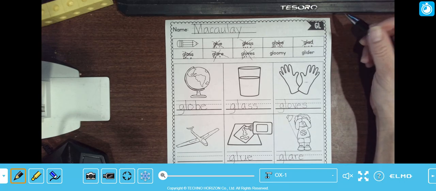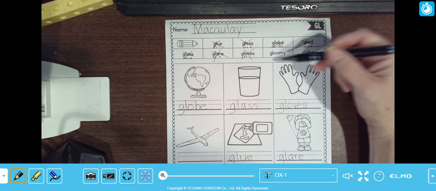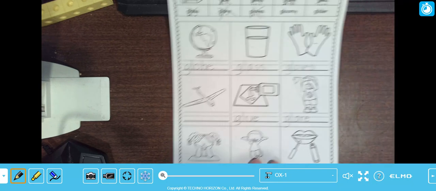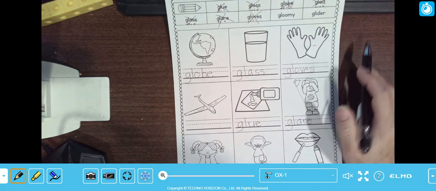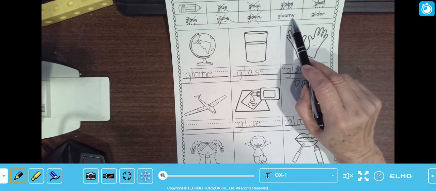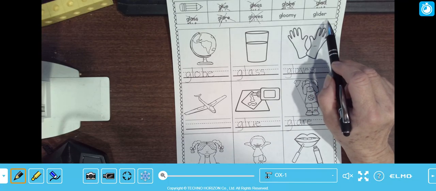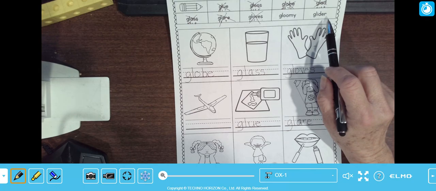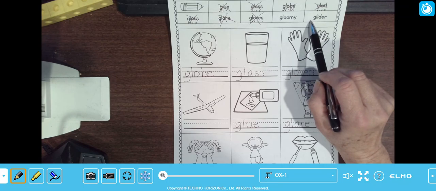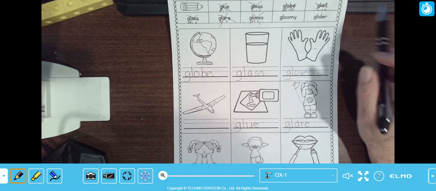Okay. If you didn't finish writing down the word gloves, pause the video now so you can finish writing it down. Now you have 2 words left. You have the word gloomy, which means sad, and glider, which is a plane that doesn't have an engine. It moves with the wind. So gloomy means sad, and glider is a plane without an engine. It just floats on the wind.